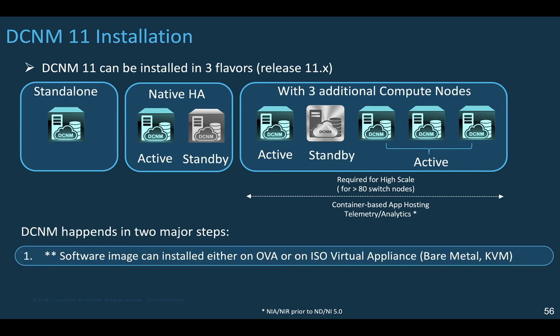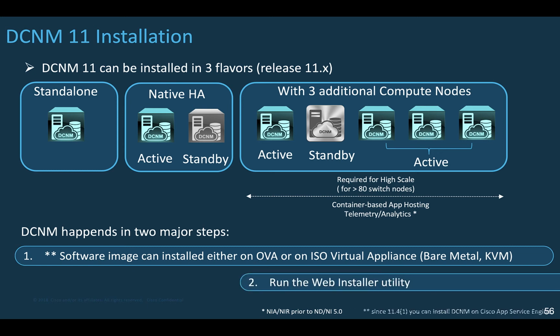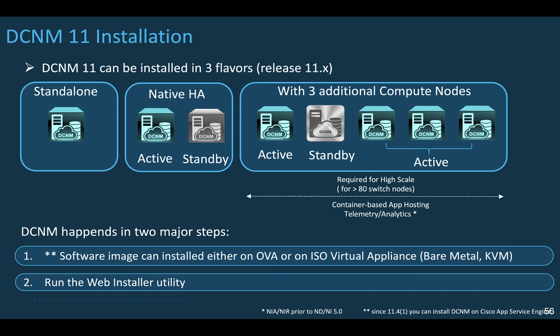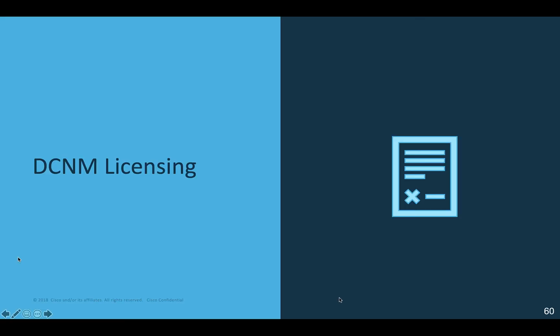Now, in regard to the installation process, it happens in 2 major steps. First is to install the software image, like any applications. It can be installed on either an open virtual appliance, OVA, or an ISO virtual appliance on either bare metal or KVM or Hyper-V. And then you run the installer utility for the settings of the DCNM appliance.